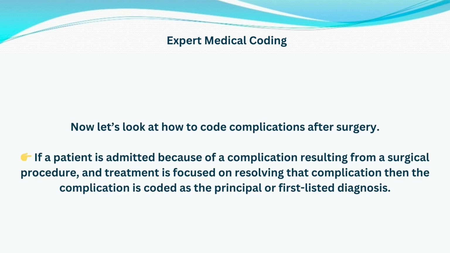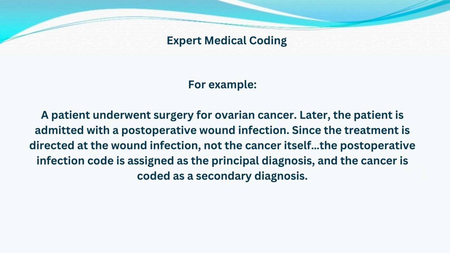Now let's look at how to code complications after surgery. If a patient is admitted because of a complication resulting from a surgical procedure and treatment is focused on resolving the complication, then the complication is coded as the first-listed or the principal diagnosis. For example, a patient underwent surgery for ovarian cancer. Later, the patient is admitted with a post-operative wound infection. Since the treatment is directed at the wound infection, not the cancer itself, the post-operative infection code is assigned as the principal diagnosis, and the cancer is coded as secondary diagnosis.